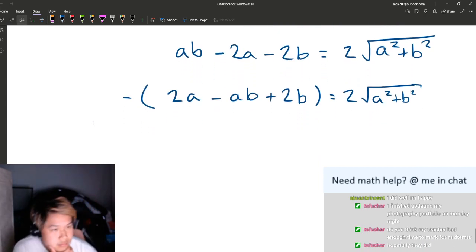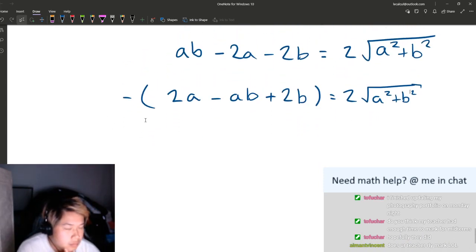Okay. Is this factorable? I don't think so, right?